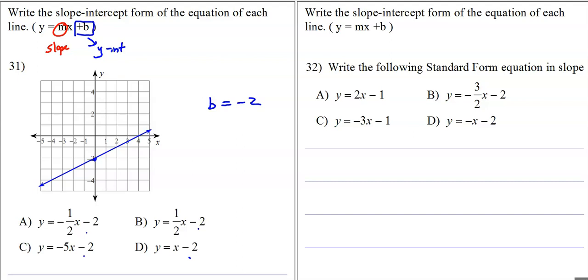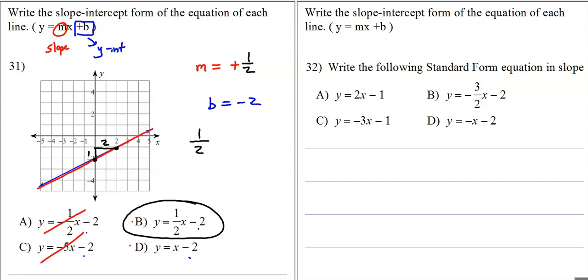The next thing I want to look at is the slope. So I want to look at my m, and just looking at this line, it's positive. So I know m's got to be positive. So let's go through and let's eliminate. Well, this is a -1/2. That's a -5. Now I have two positive ones over here, so now we actually got to count the numbers. So remember, I'm trying to get from a lattice point, a corner, to the next corner. And it's vertical change over horizontal change. So vertical change over horizontal change. So I know my slope is 1/2. So the correct answer here is going to be B.